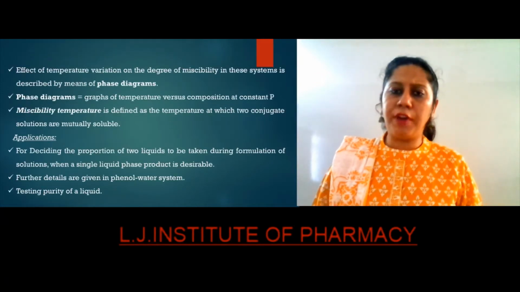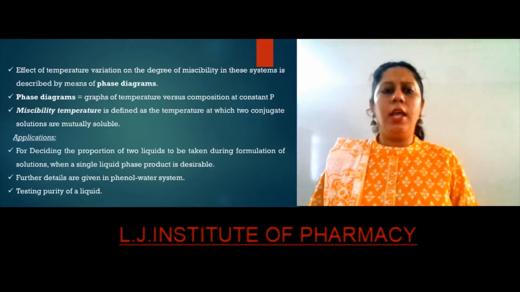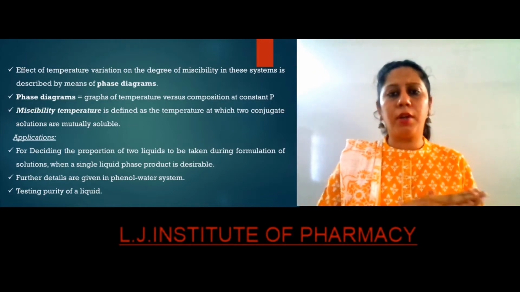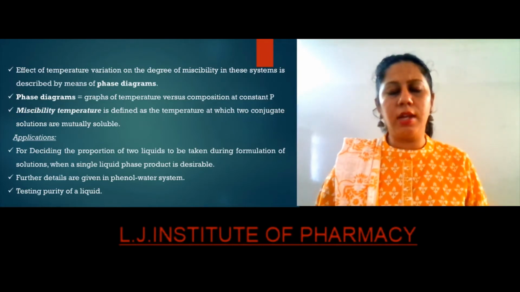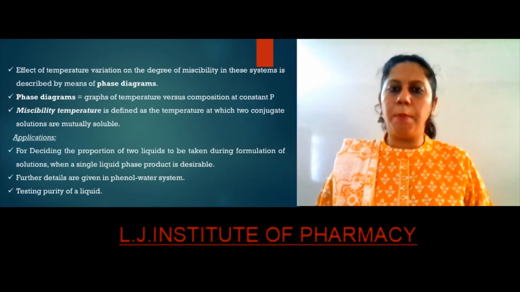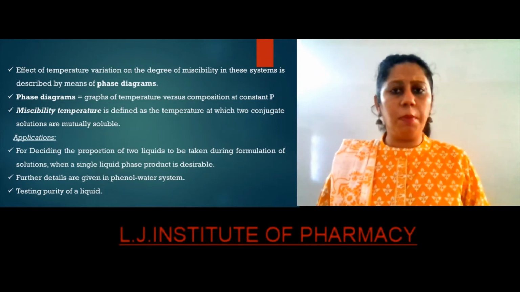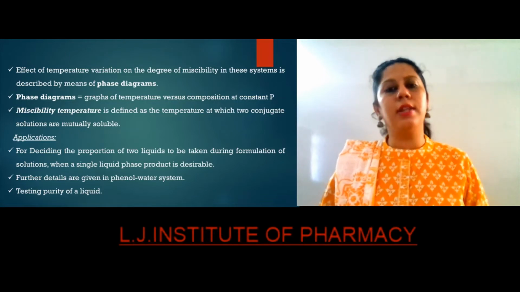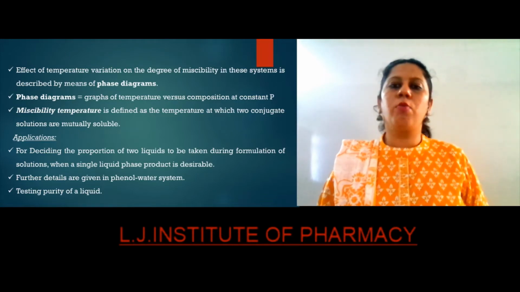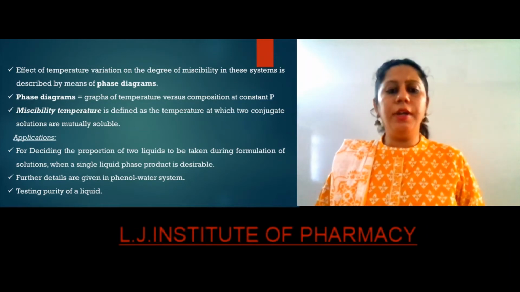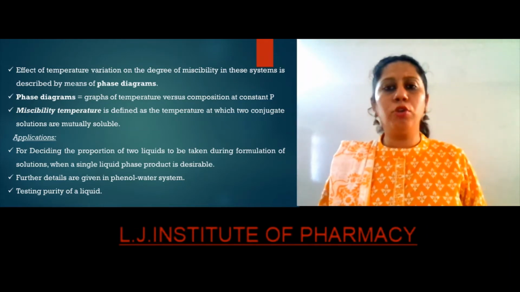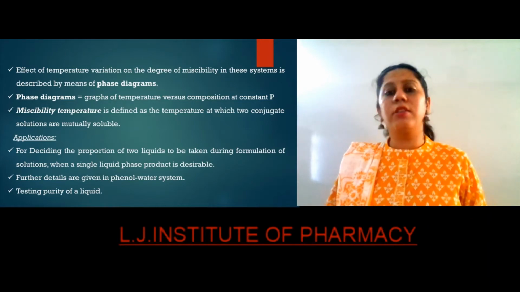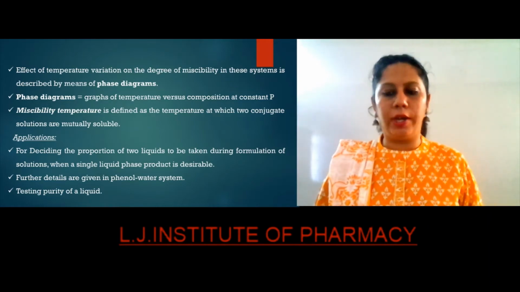So the effect of temperature on the degree of miscibility in this system is described by means of the phase diagrams. The phase diagram, which is a plot of the composition versus the temperature in degrees Celsius, will give you the miscibility temperature of the two liquids. Now, what is miscibility temperature? It is the temperature at which the two conjugate liquids are mutually soluble. Where does this type of system find application? It is required when we need to decide the proportion of the two liquids during the formulation when one phase system is required. And it is also used for testing the purity of the liquid.